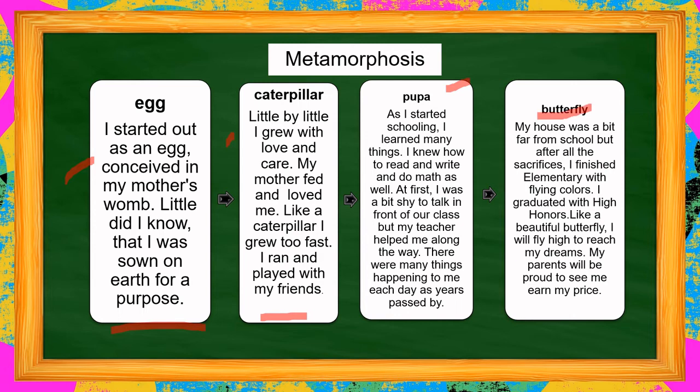And the last part is a butterfly. My house was a bit far from school, but after all the sacrifices, I finished elementary with flying colors. I graduated with high honors. Like a beautiful butterfly, I will fly high to reach my dreams. My parents will be proud to see me earn my prize. Wow, it is a very nice illustration.